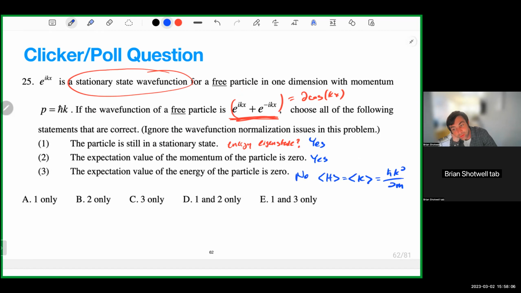We don't know whether the particle is moving in the plus or minus x direction, but we definitely know the magnitude of the wave number is k, and this would be the kinetic energy if that was the case. H bar squared k squared comes from p squared over 2m. It looks like 1 and 2 only for this one.